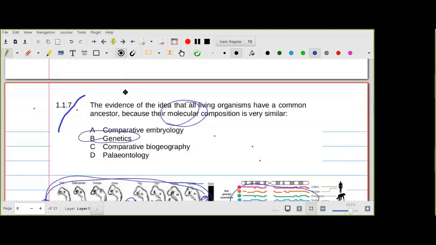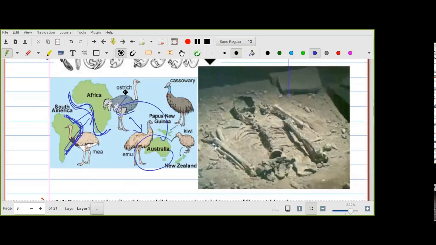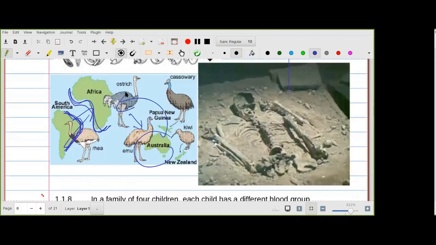Then from there, paleontology. So paleontology is when I specifically take a look at and I dig up bones, and I take a look at the remains of animals and plants and organisms, and because of those remains I can then relate them to how these organisms evolved.